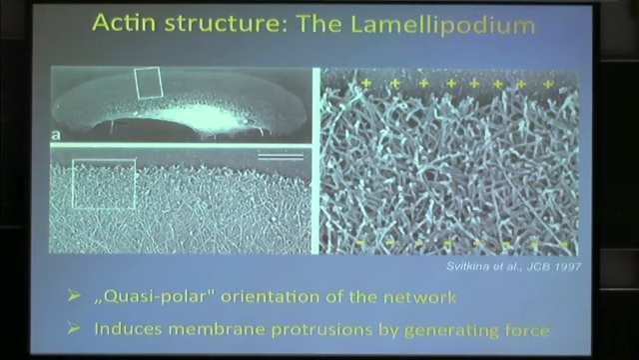So this means that the polymerization, which happens more in the front of the cell, will build up some force and push the membrane outward. So overall we have a protrusion generated.